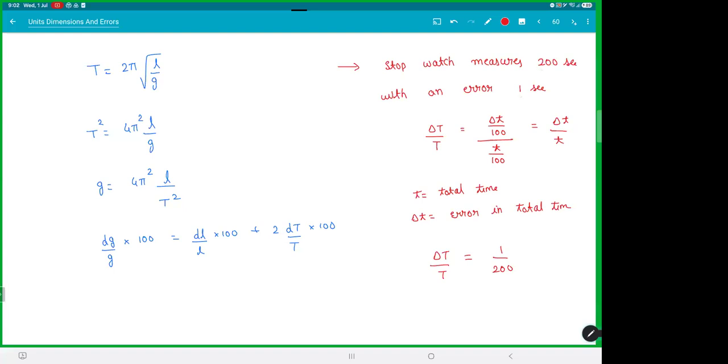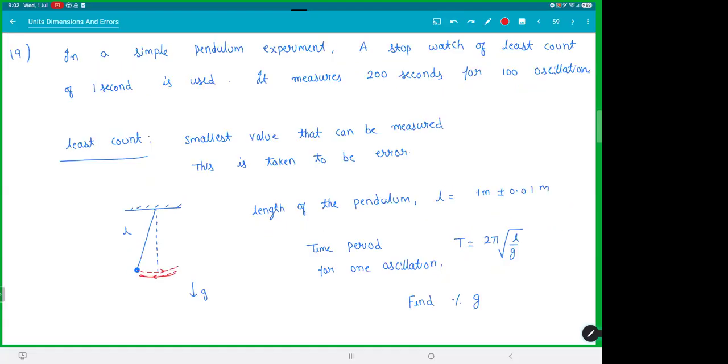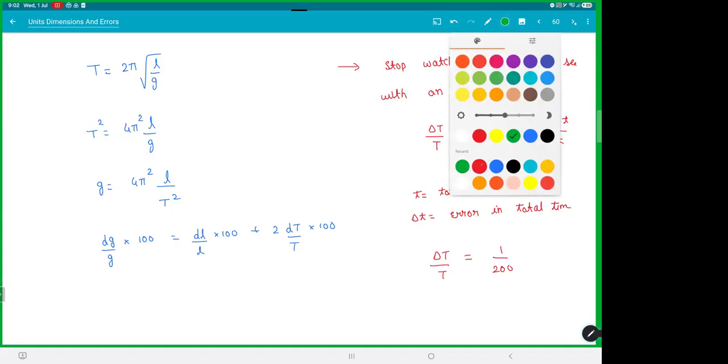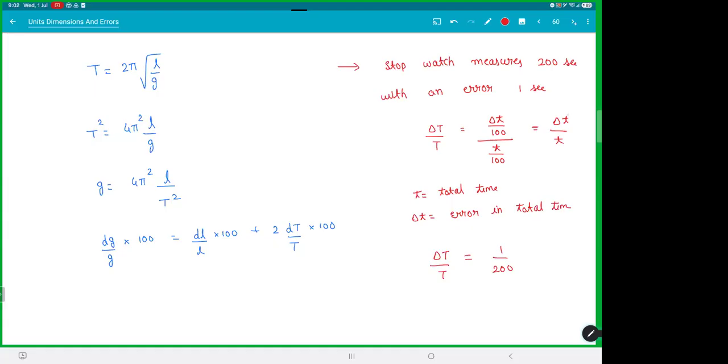This was an error of 1 second for 200 seconds. But this is for 100 oscillations. That means each oscillation took you 2 seconds. And this 1 second error is for 100 oscillations. So each oscillation has an error of 1 second by 100. That 100 and 100 will always cancel out, the number of oscillations. So it feels as if the total error in time by total time is same as error in delta T by delta capital T.